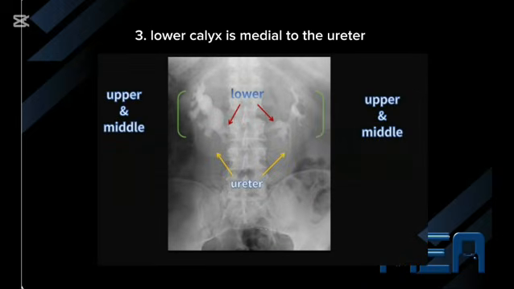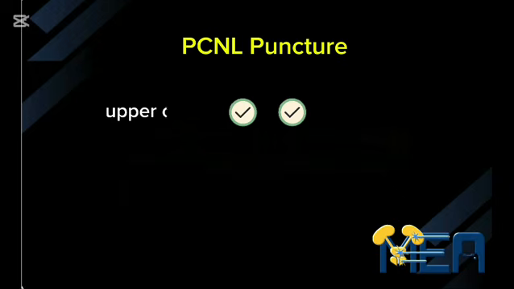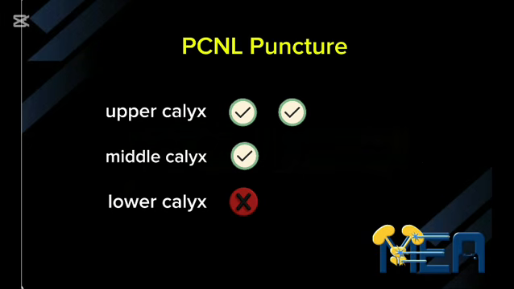The upper and middle calyces in horseshoe kidney are lateral to the ureter, while the lower calyx is medial to the ureter. So, lower calyceal puncture should be avoided due to poor accessibility and high risk of vascular injury. Upper calyceal puncture is the preferred calyx in horseshoe kidney and gives optimum access to the majority of the collecting system. Middle calyceal puncture is needed in some cases of horseshoe kidney. Lower calyceal puncture should be avoided in horseshoe kidney.